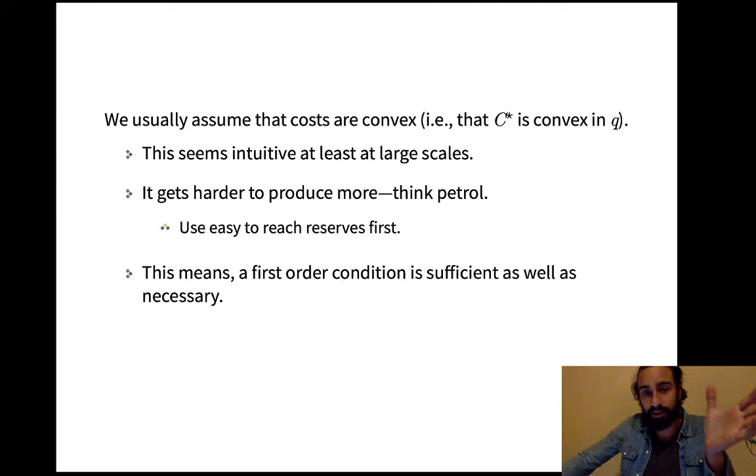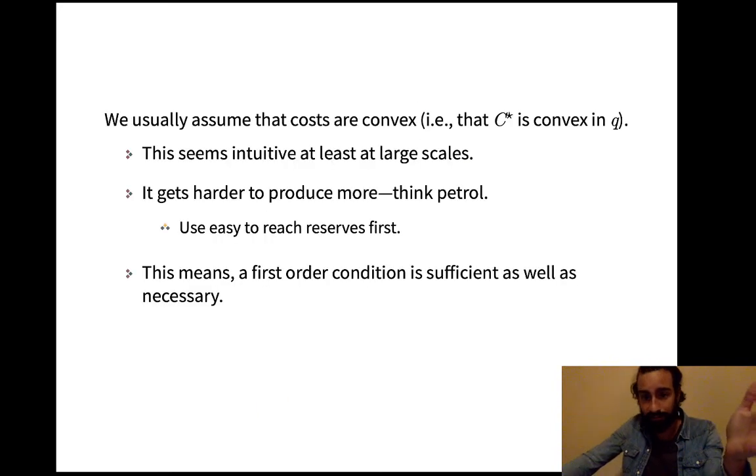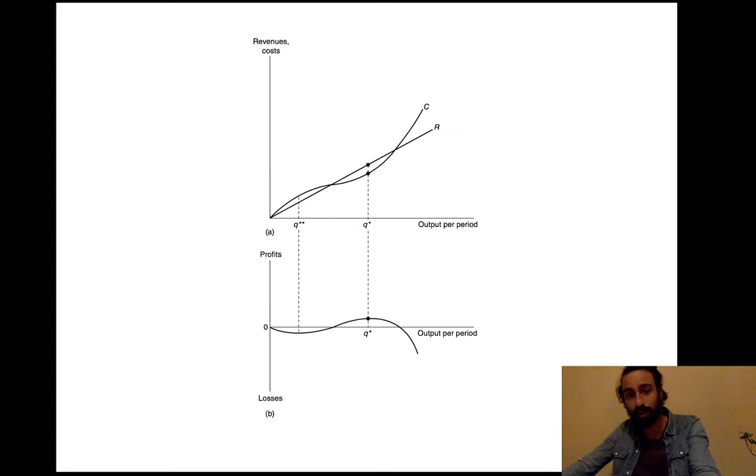We usually assume that the cost function is convex, or at least eventually it becomes convex, right? So this C line in the top graph eventually has a convex shape. And when the cost function is convex, then the necessary conditions are also sufficient. The first order conditions establish a maximum. There's never a minimum, right? The reason this had a minimum at Q double star was the concavity of the cost function.